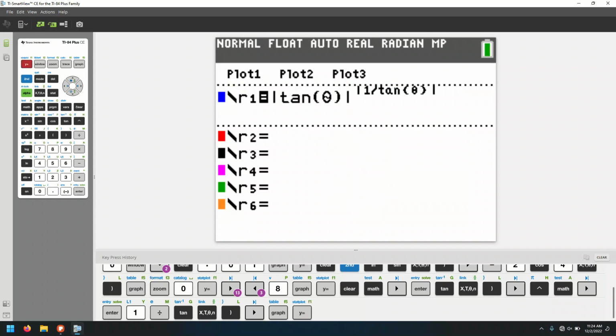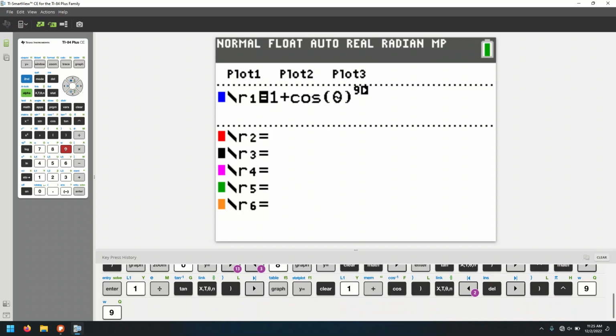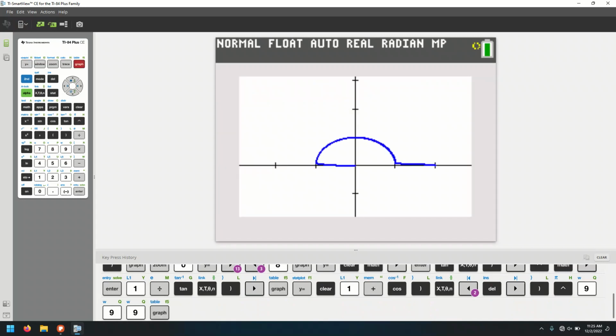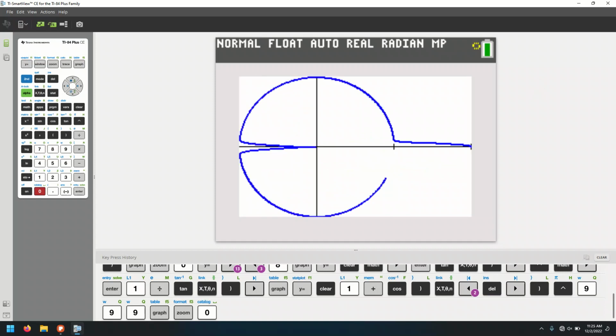Okay, Pac-Man. For Pac-Man, that's 1 plus cosine theta raised to... whoops. Let me delete this one and raise that to the 999 power and graph. Well, except for this sort of a tail here, that looks a lot like the Pac-Man curve, isn't it? Let me zoom in a little bit. Zoom, fit. Sort of, right? Not quite, but sort of.